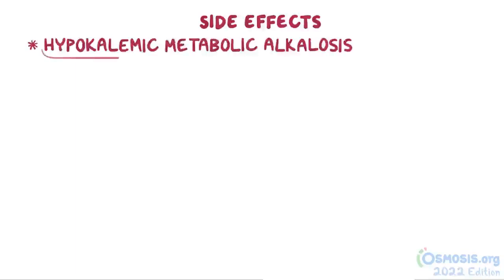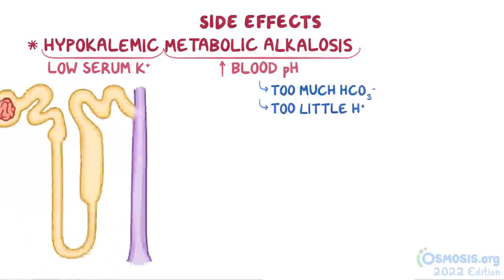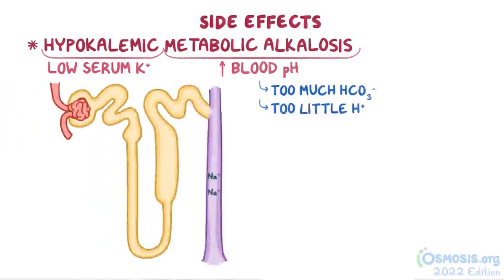Another interesting side effect is something called hypokalemic metabolic alkalosis. Hypokalemic means low serum potassium, and metabolic alkalosis refers to an increase in blood pH, which is caused by either too much bicarbonate or too few hydrogen ions in the blood. This happens because an increased concentration of sodium ions in the collecting duct makes the collecting duct secrete more potassium and hydrogen ions from the blood and into the urine.